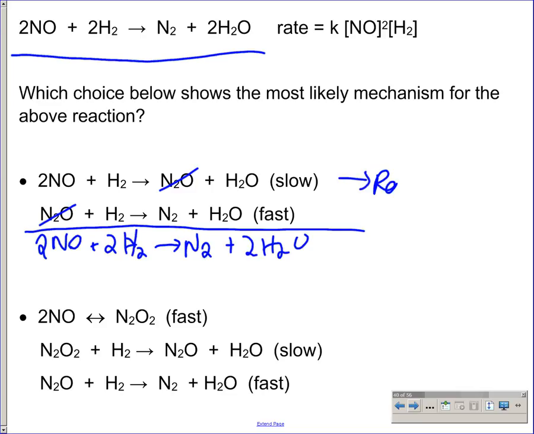Okay, slow step. What's the rate for this one though? Tell me what it says. K times concentration and concentration. All right, and that matches, right? All right, so that's in the running for it. Let's check the second one.